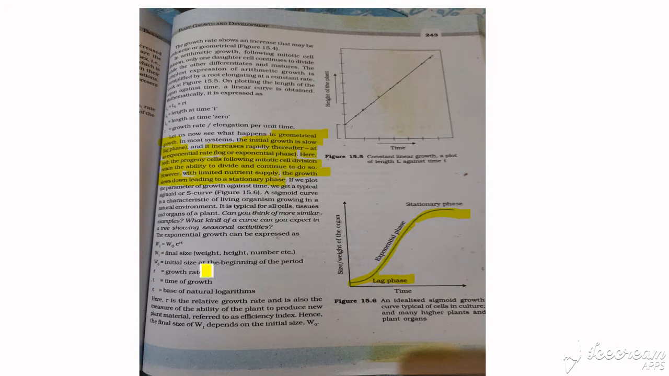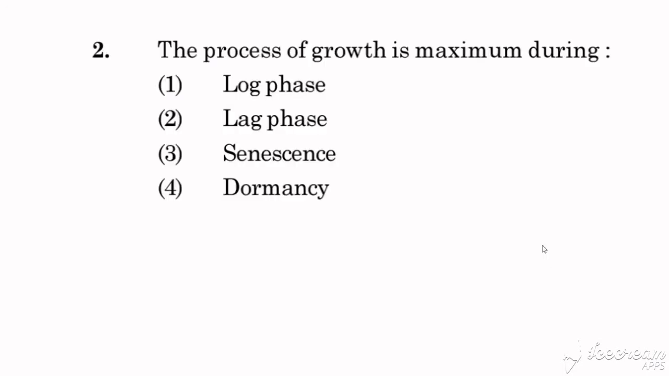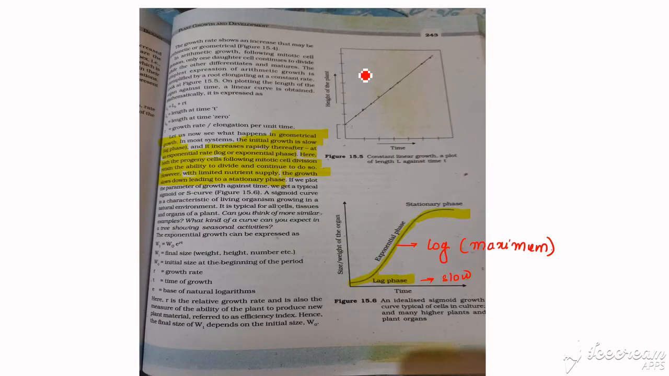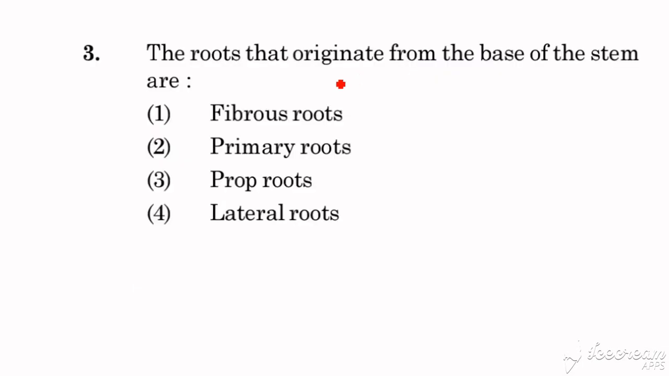Okay, so as you can see we got our answer here. If you talk about maximum growth, here it is slow, and here, which is also called the log phase, the growth is maximum. Okay, now coming to the question, the process of maximum growth is the log phase. Senescence and dormancy are not it, in dormancy there is no growth. So our answer is option 1, that is the log phase or exponential phase. Clear? See, everything is in your book.